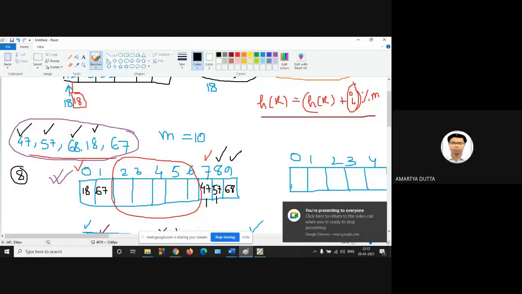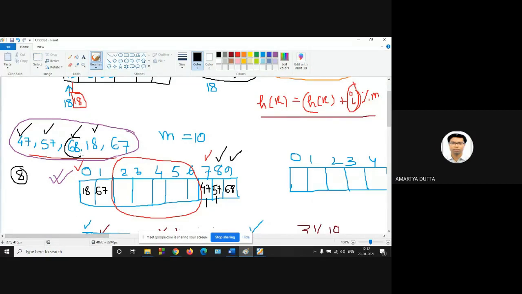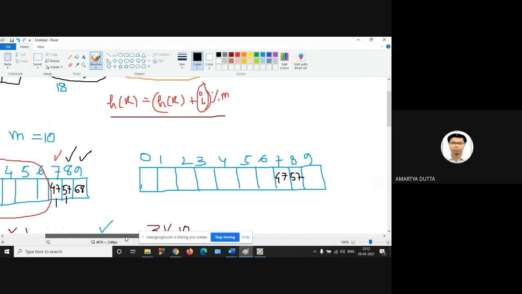Shivam, what will be the next position for 68? For 68, the third key. What is the position for 68? So already one collision occurred. So for 68, two collisions, because 68 will now go for position number 8. So t plus 1. So 68 will now be at this position.